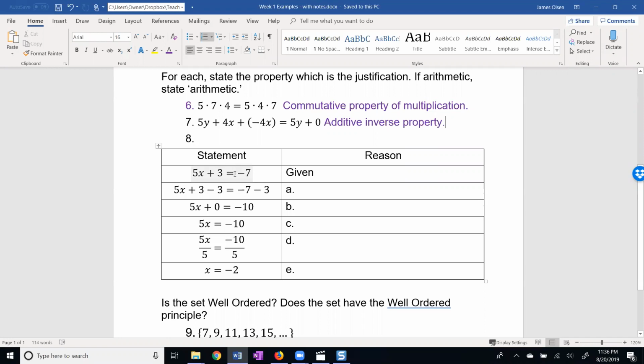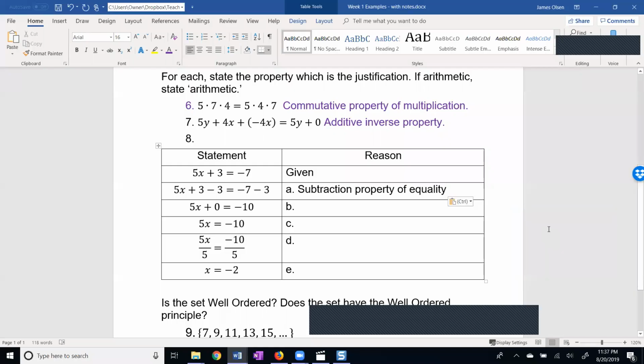Now let's take a look at this argument here, which are the steps for solving an equation. The first thing we're doing is we're subtracting 3 from both sides of the equation. This is the property of equality. We have the subtraction property of equality.